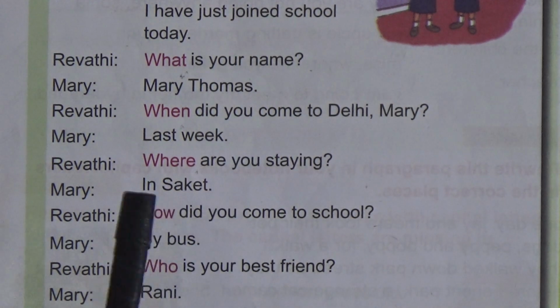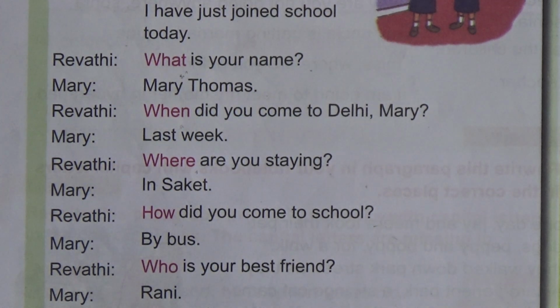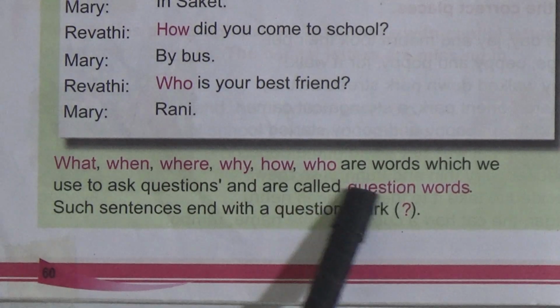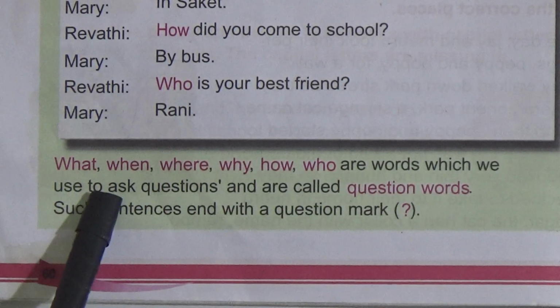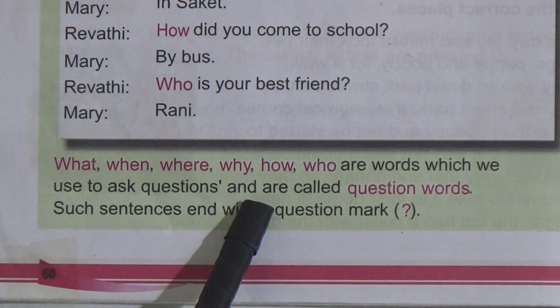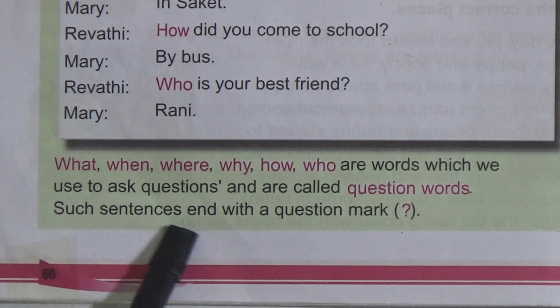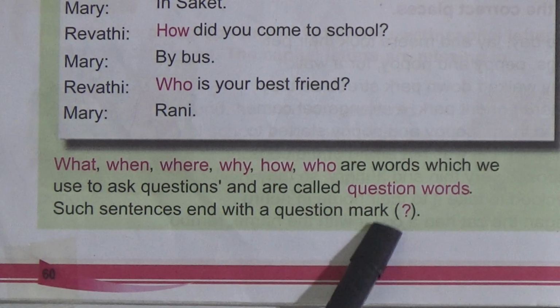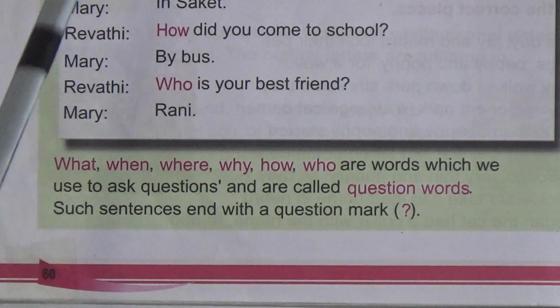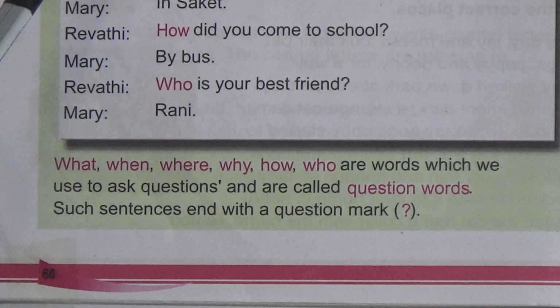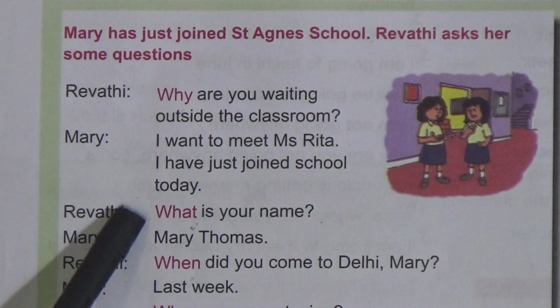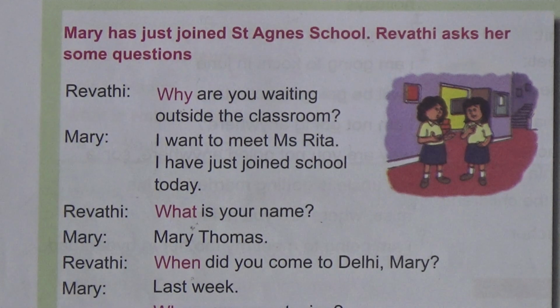That's friends, what, when, where, why, how, who are words which we use to ask questions and are called question words. What I told you, such sentences end with a question mark. Dear friends, in every question sentence containing question words, you will find the question mark. Okay. So now we will discuss exercise number 1.